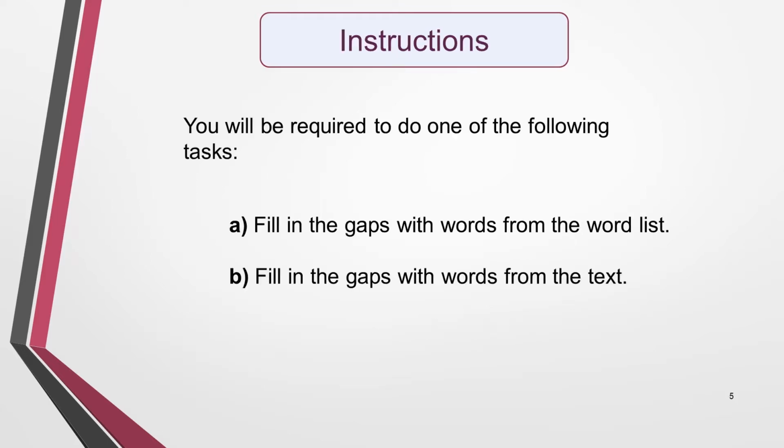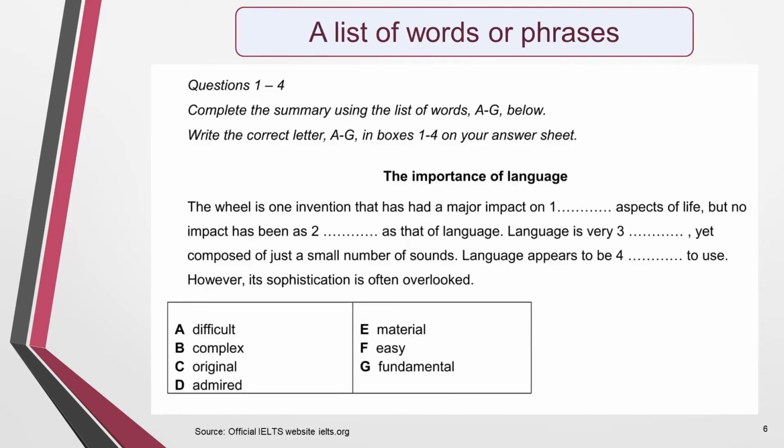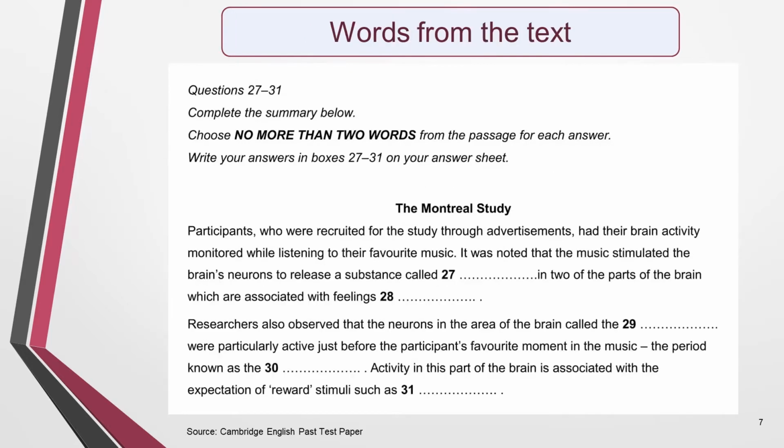You will be required to do one of the following tasks. Fill in the gaps with words from the word list, or fill in the gaps with words from the text. On this slide and the next are two sets of instructions from past test papers to illustrate the two different forms of summary completion questions. In this example, you have to select the missing words from a list of words included in the instructions. Note that there are more words in the list than are needed to fill the gaps. In this example, on the other hand, you're required to select the missing words from the text.